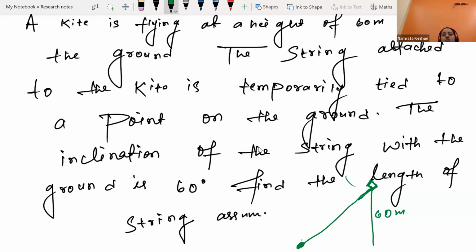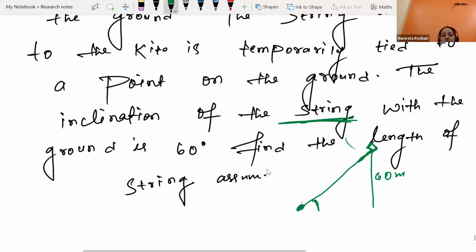The inclination of the string with the ground is 60 degree. Find the length of the string. That means here also we have to find the hypotenuse. Yes or no? This is also exactly like the previous question, right? Yes, ma'am.